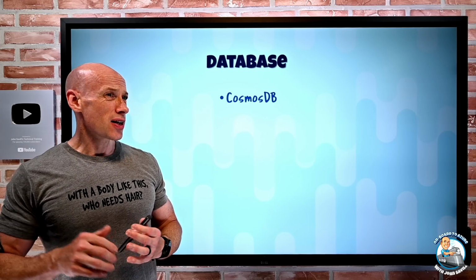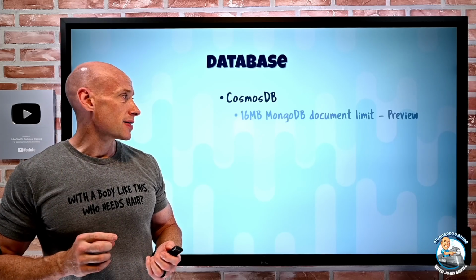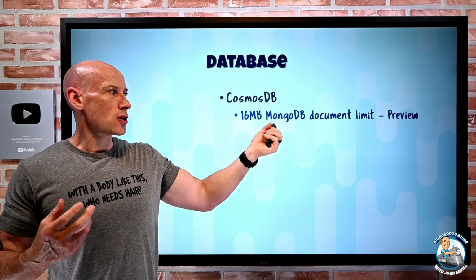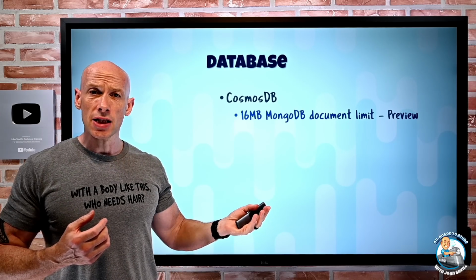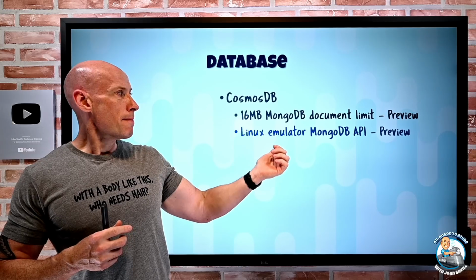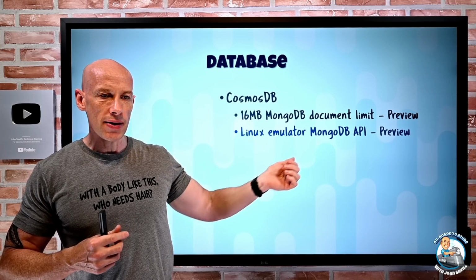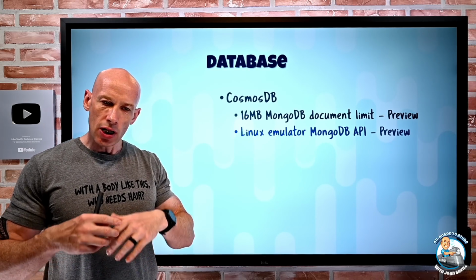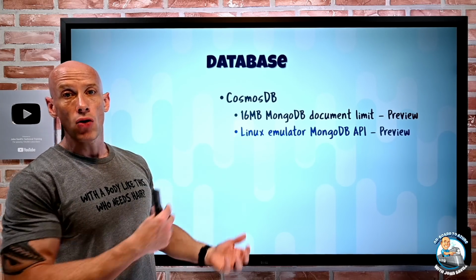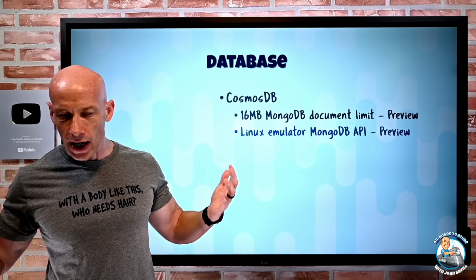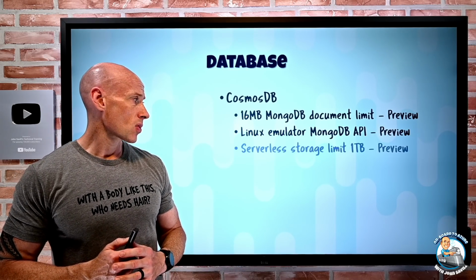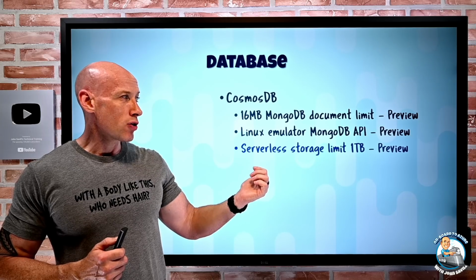On the database side, CosmosDB has a whole bunch of updates. So now I have a 16 megabyte MongoDB API document limit. It used to be 2 megabytes, but now I can go up to 16 megabytes. There's a local Linux emulator for the MongoDB API that I can run on my machine. So it's a local environment that emulates Azure Cosmos DB. Specifically now I can use the MongoDB API. I can test things, I can develop. When it's good to go, I can then take that and move it into the cloud. And serverless storage limit has increased to 1 terabyte.